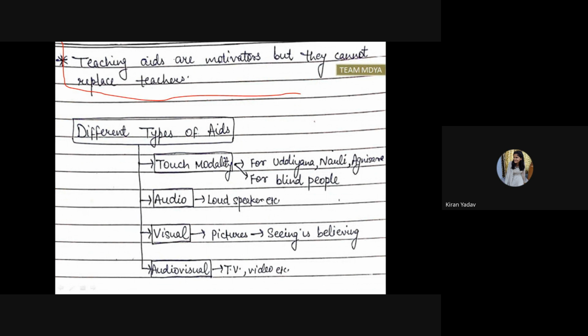Different types of teaching aids. Here, touch modality is not actually a type of teaching aid, but we can use touch modality for teaching. This is not particularly included in the types of aids. So these are the types of aids. Audio, loudspeakers. Visual, what we see, pictures. Seeing is believing. When you see something, you learn it more effectively. Audio-visual, TV, video, etc.